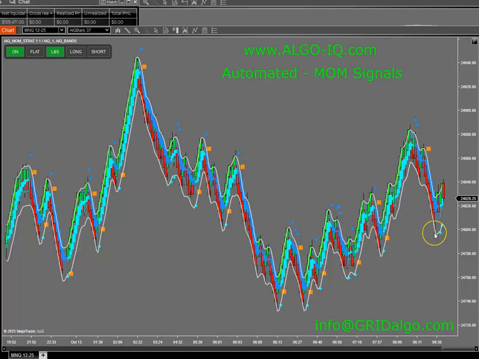So as typical with running the automated mom signals for momentum signals, catching momentum bursts, I have the mom signals automated strategy turned on to trigger any trade activity after 8:32 U.S. Central Time. We're just into the first couple minutes here of the U.S. cash session open. So I'm going to let it run and we'll see what happens.